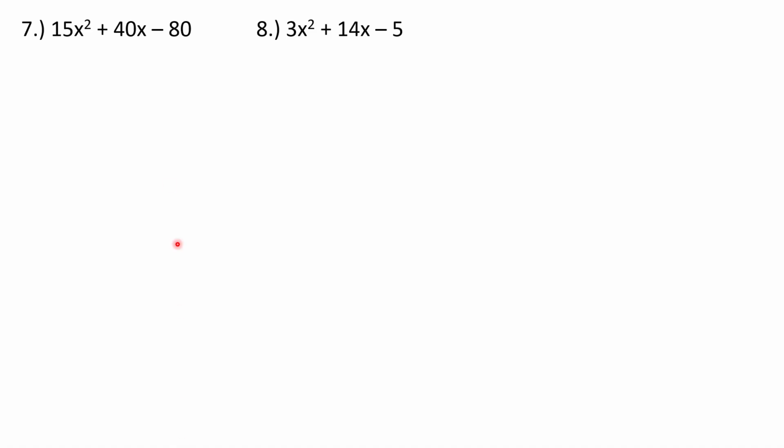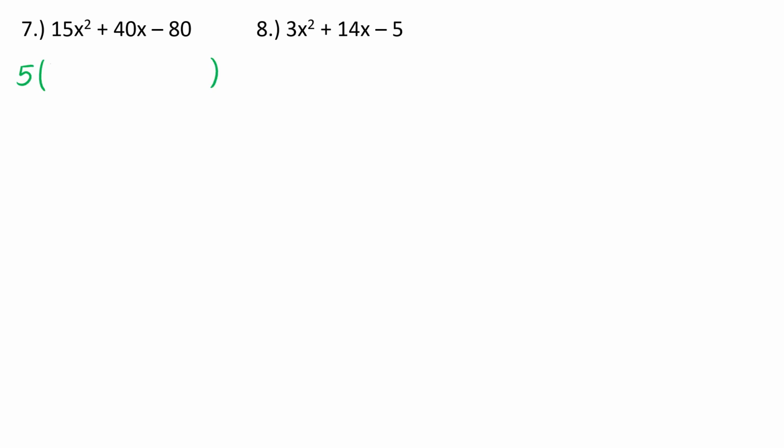But what I notice about this problem is that 15, 40, and 80 all end in a 5 or a 0, which means that I know for certain that 5 is a common factor. So I'm going to start this by factoring out the 5. We're going to undistribute it.